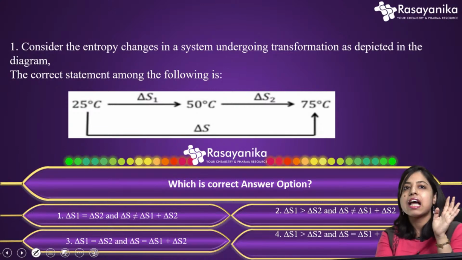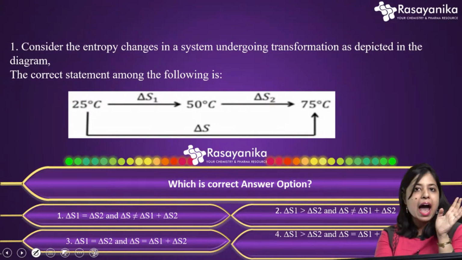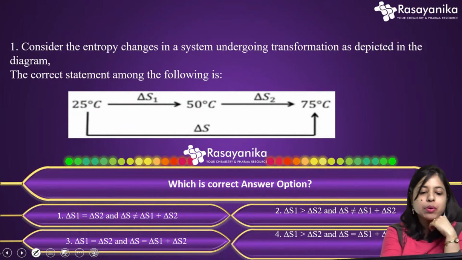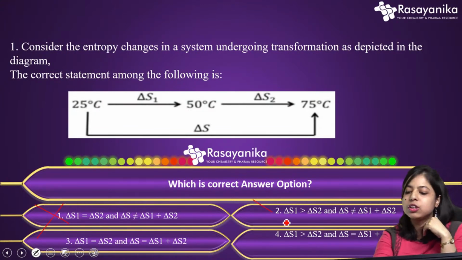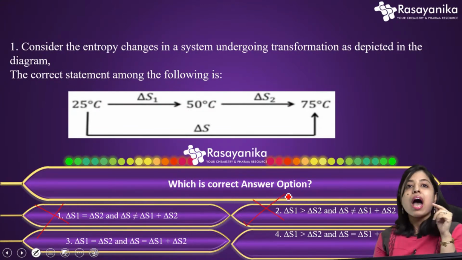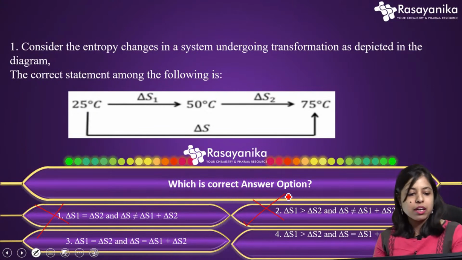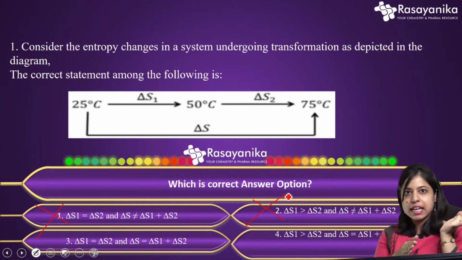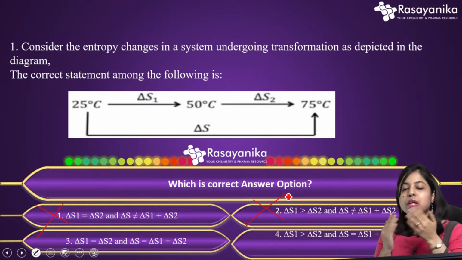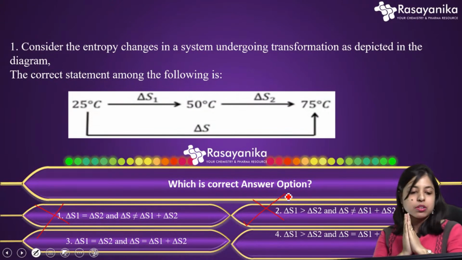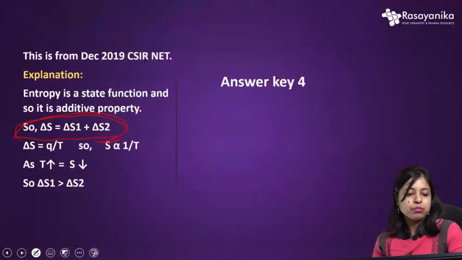So just cancel out option number 1 and option number 2. You can easily eliminate 1 and 2. Now you have two remaining options, 3 and 4, and among these two, only one will be our correct option. So now we need to find whether this delta S1 and delta S2 are equal, or one increases or differs from the other. So we need to consider these things.